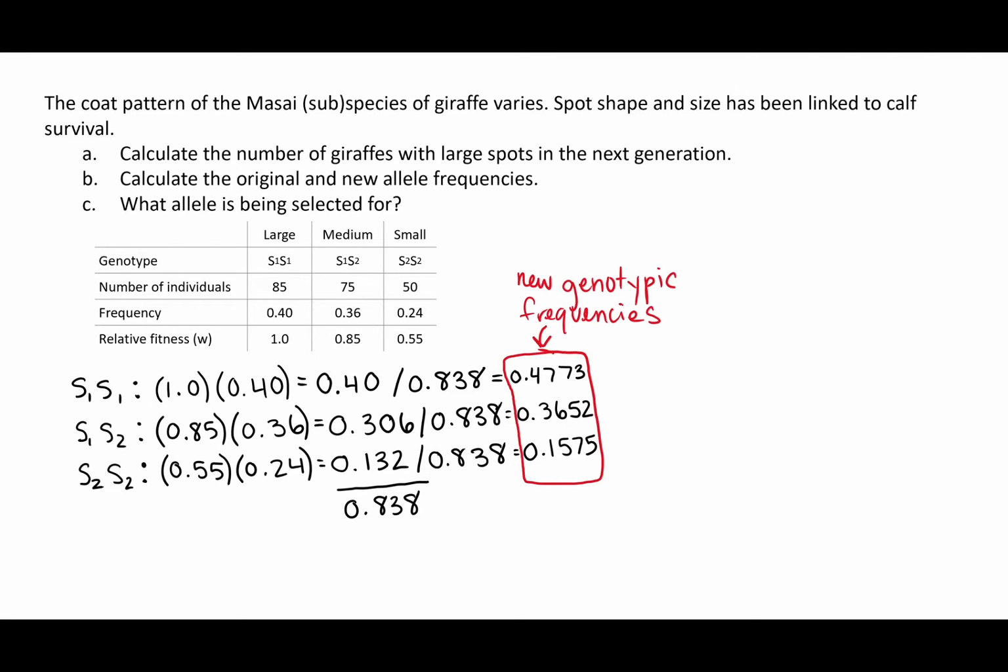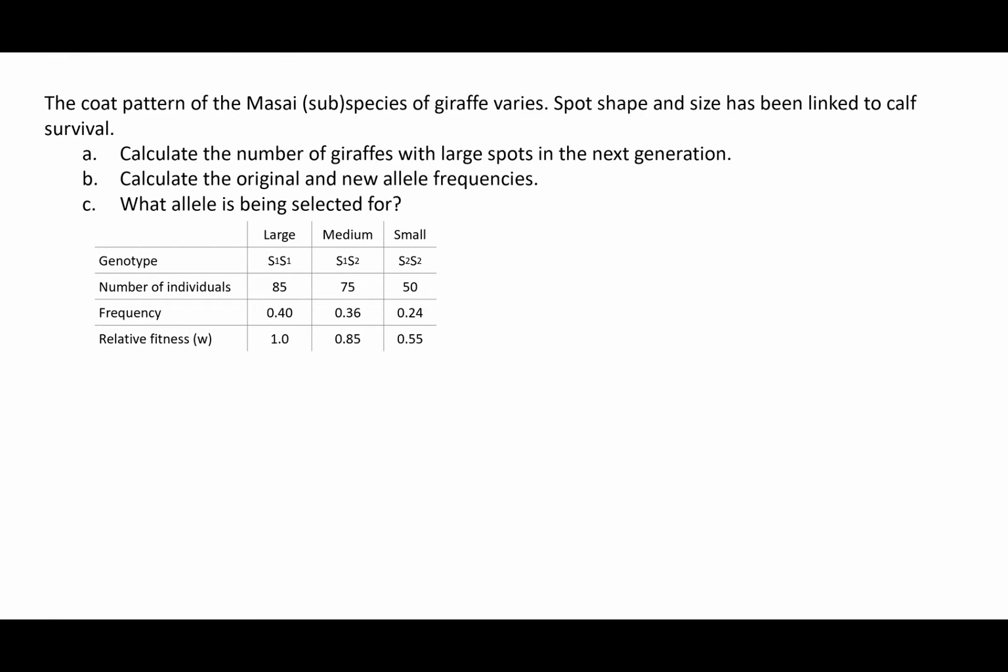But we're not quite there yet because we need to know the number of giraffes with large spots, the number of individuals in that category. So we're going to keep going with that. We take those three numbers that we got, our genotypic frequencies, and then we're going to multiply them by the number of individuals we had in our new generation. But we don't really know what that is yet, so we're going to take the number of individuals that we got before, that 210, and multiply it by our 0.838.